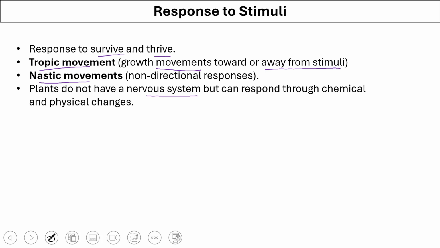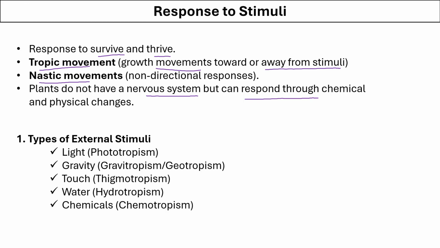Plants do not have a nervous system, they can only respond to the chemical or physical changes when they receive a stimulus. So depending on the kind of stimulus they receive, they have different kinds of responses. So what are the categories of stimulus that a plant receives? It can be in the form of light, in the form of gravity, touch, water, or some chemicals.